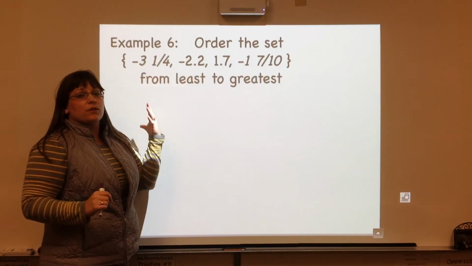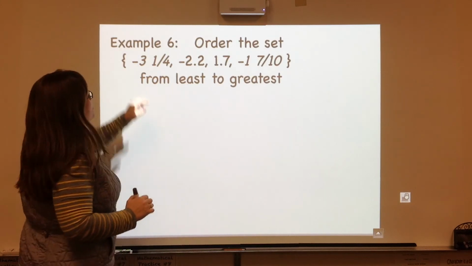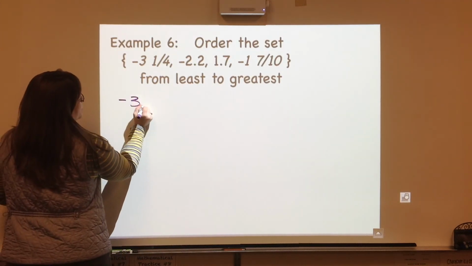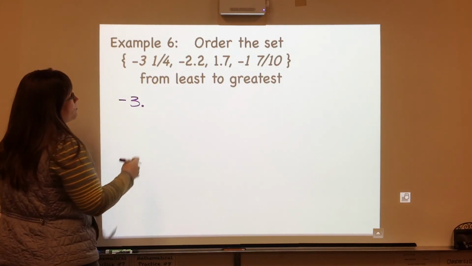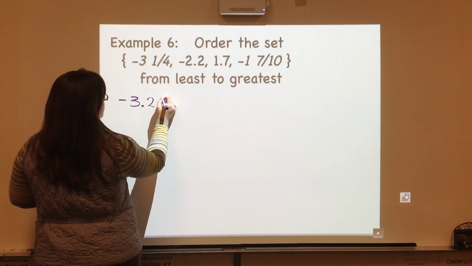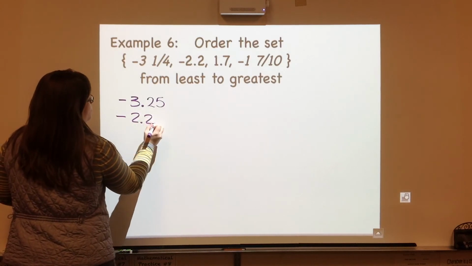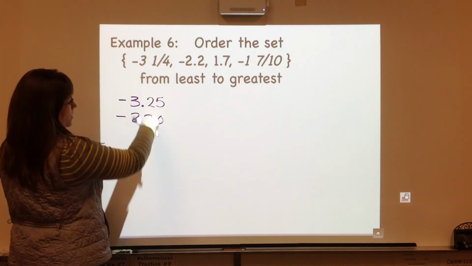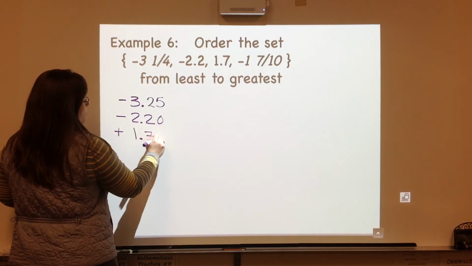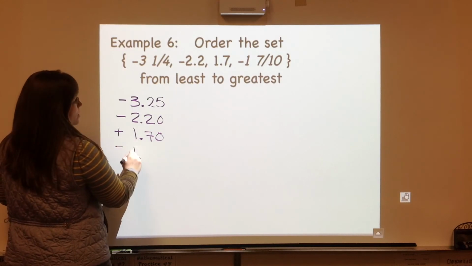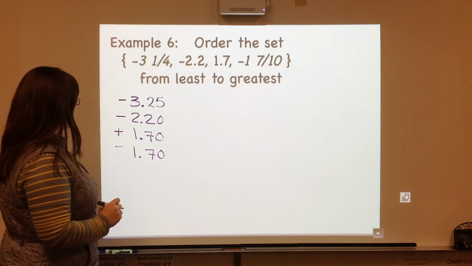Last one, similar directions, order from least to greatest. We're going to convert what we need to convert first. This one, we have -3 1/4. If you remember from our chapter on fractions and percents and decimals, that is equal to -3.25. We have a -2.2. I'm going to add a 0 so they all have the same number of decimal places. I have a positive 1.7. I'm going to add a 0. And then I have a -1 and 7/10, which is the same as -1.70.